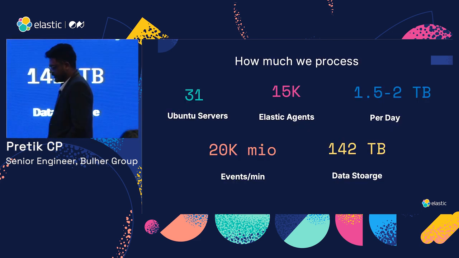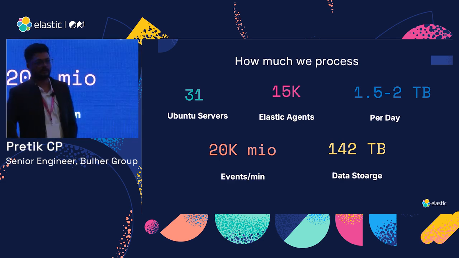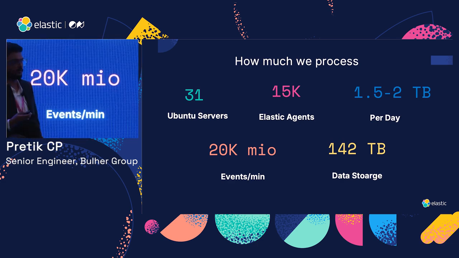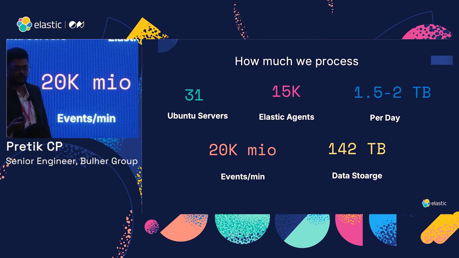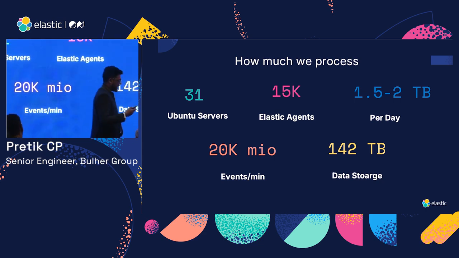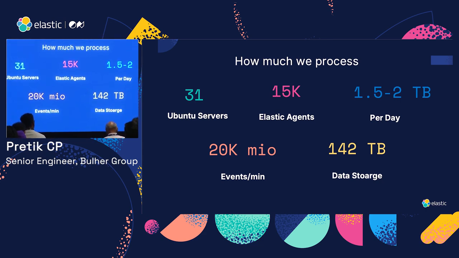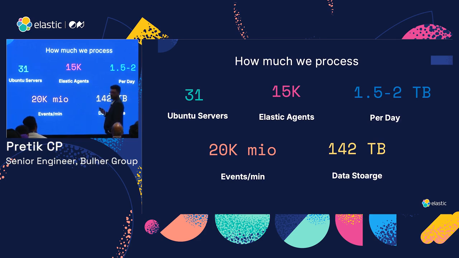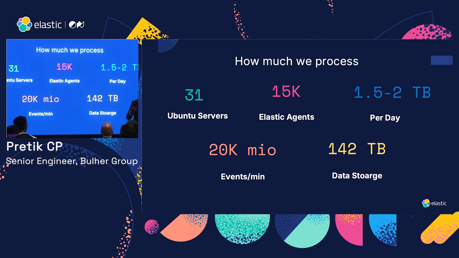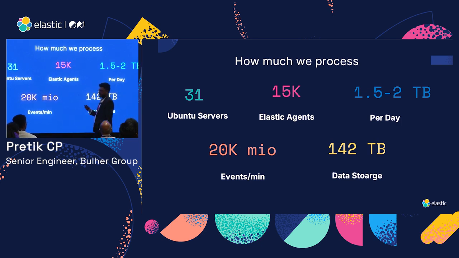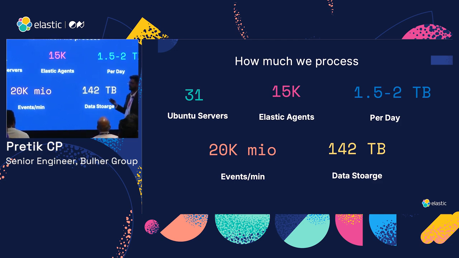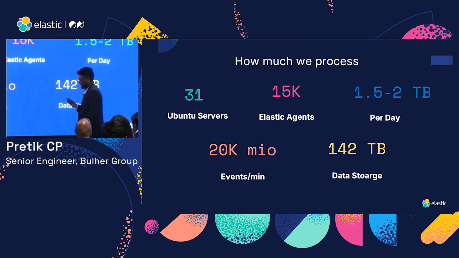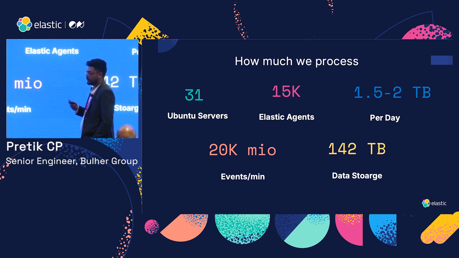So as you can see the big numbers, now you know what Bühler does and how much we process, from how many different source systems we process the logs. As I mentioned, we have an on-prem solution, right? So we have a total of 31 Ubuntu servers which we dedicatedly use for our Elastic components. It may be Elasticsearch, Kibana, Logstash, Apache, Kafka, whatever supporting components we have for Elastic, we have dedicated 31 servers. And as I mentioned in the previous slide, we rolled out the agent.